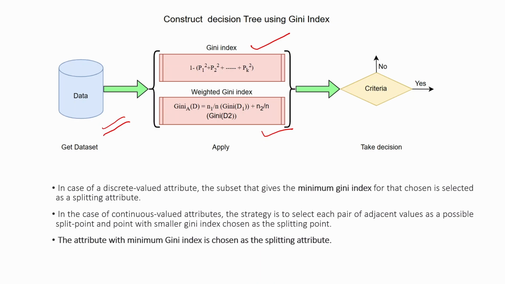At every level, you have to choose a node. It can be an intermediate node, which we call a parent node. So how will you select which node to be chosen? That is based on the Gini index. The attribute with the minimum Gini index is chosen as the splitting attribute. So you have to calculate the Gini index for all the features, then choose the attribute with the minimum Gini index as the root node.